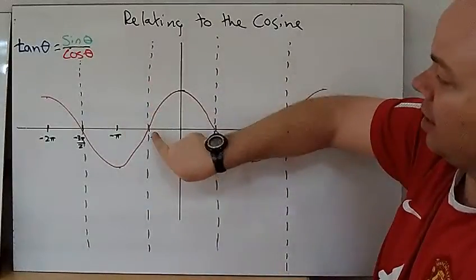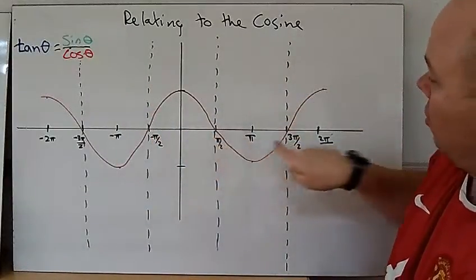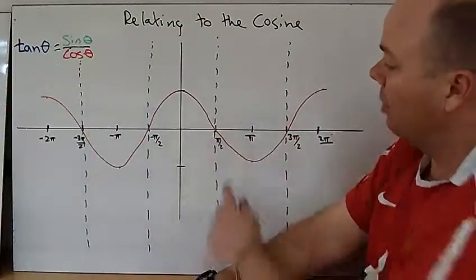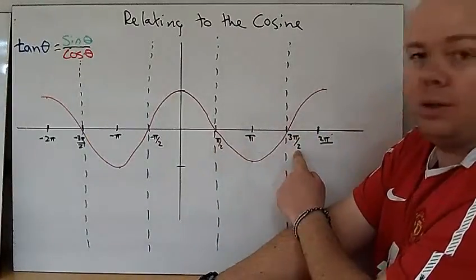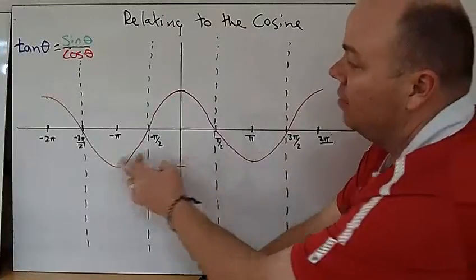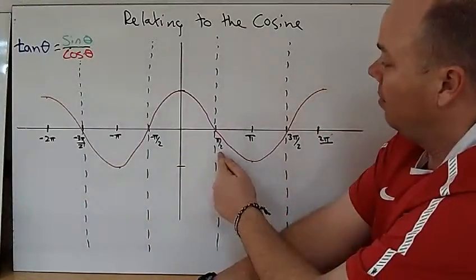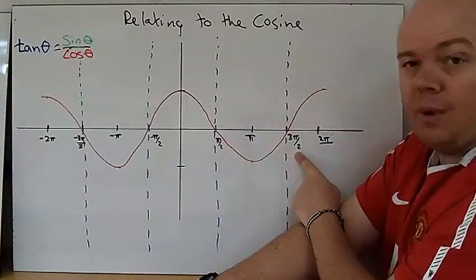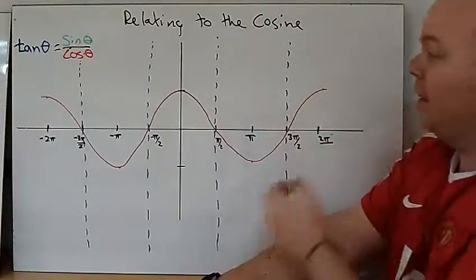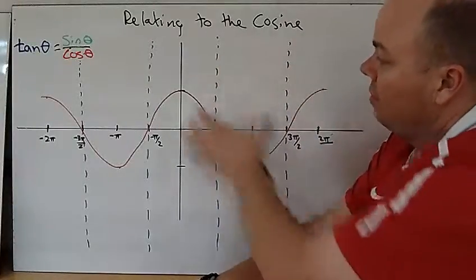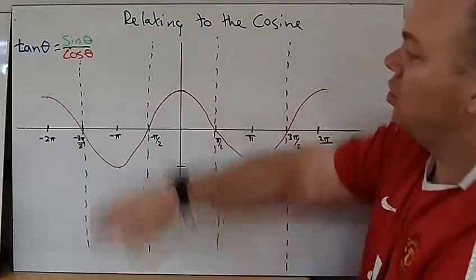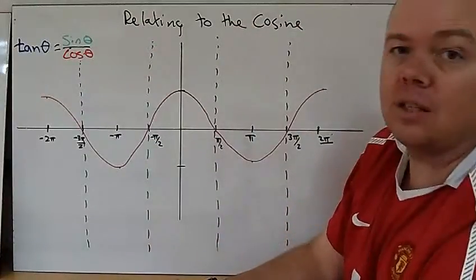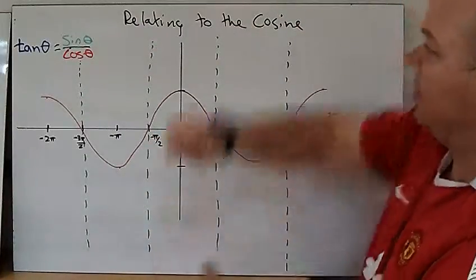So if you look, everywhere that the cosine graph crosses the x-axis at multiples of pi over 2: negative pi over 2, negative 3 pi over 2, pi over 2, 3 pi over 2, and you keep going on, every time that happens, you have a vertical asymptote there. So I just sketch in the vertical asymptotes at those points.